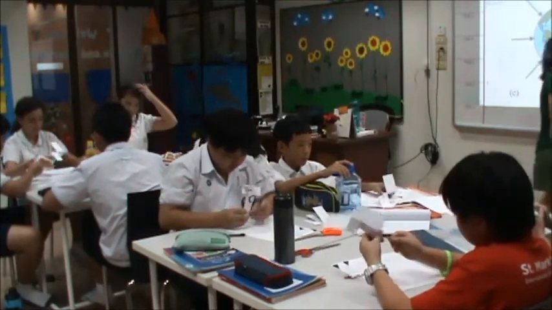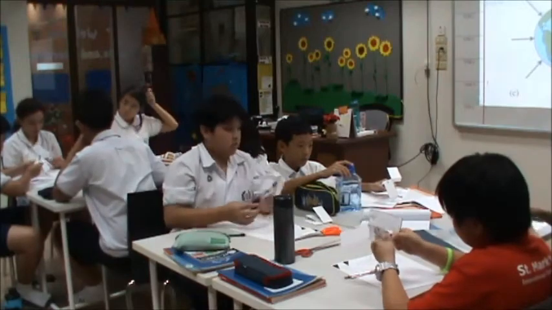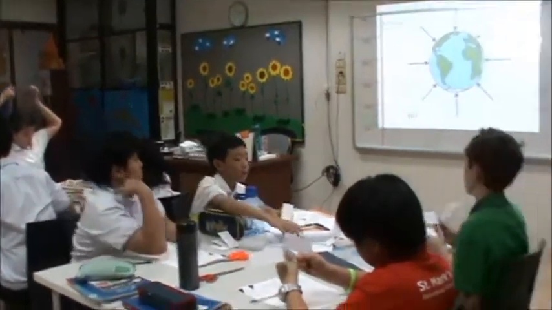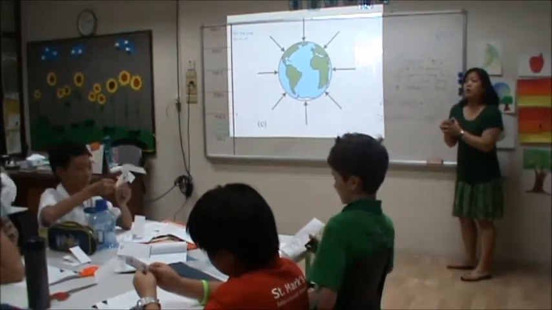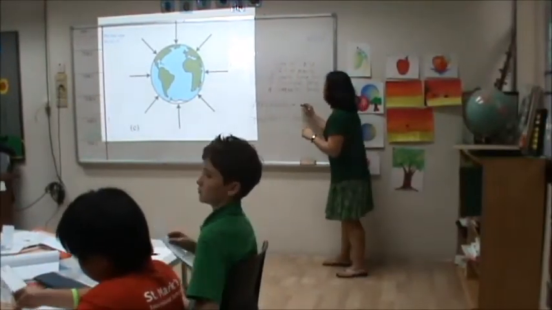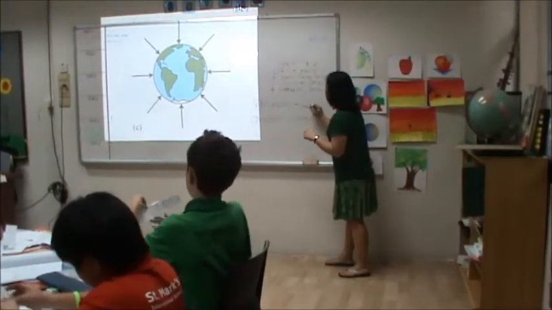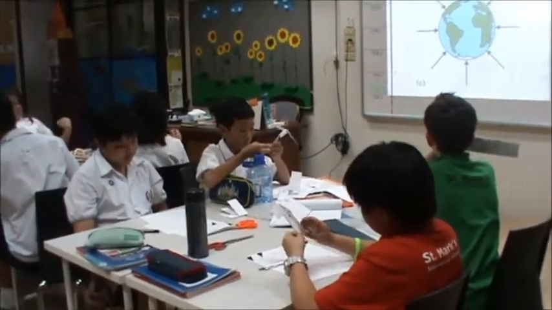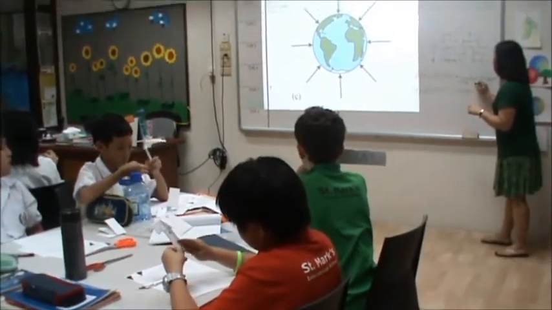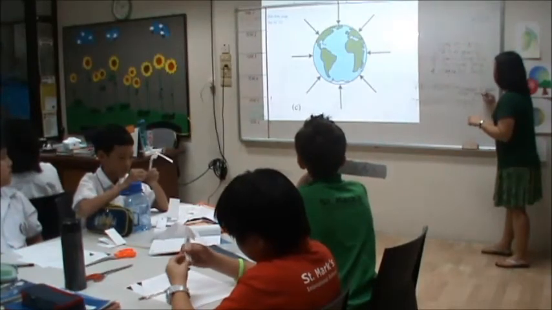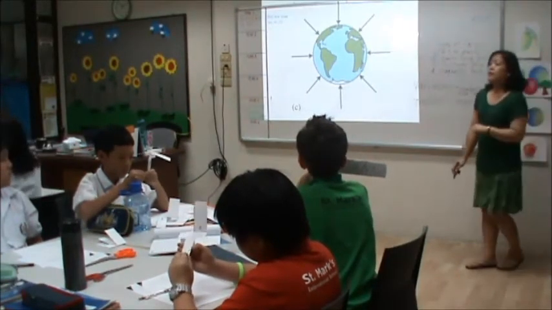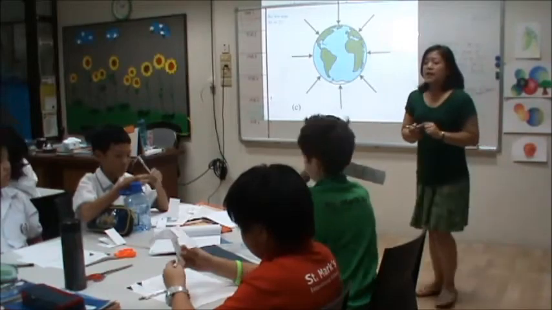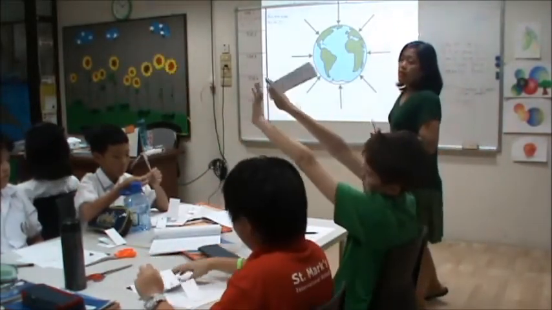So in this activity, what is the constant? Height. And what's the variable? The number of paper clips, or the weight. Okay? Ready? Now, wait, everyone.